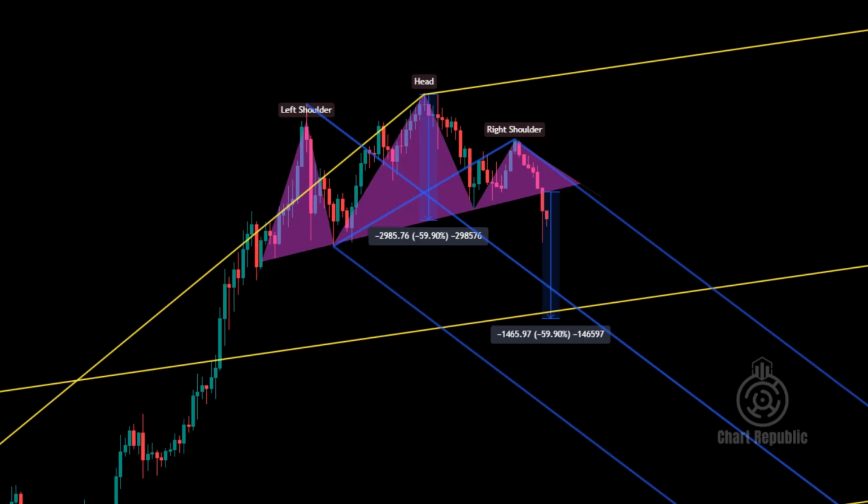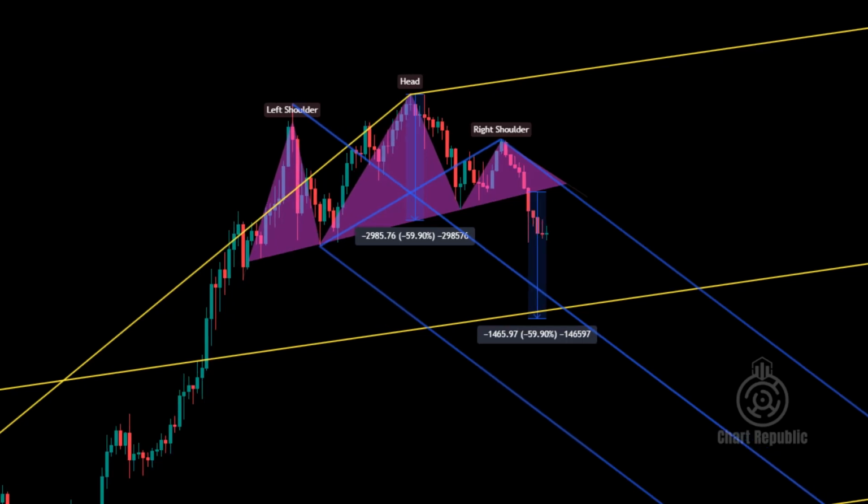Therefore, we should carefully monitor the price reaction around this area and see whether there is any evidence of a price recovery.